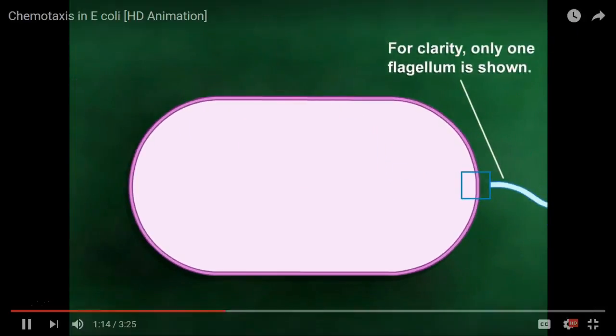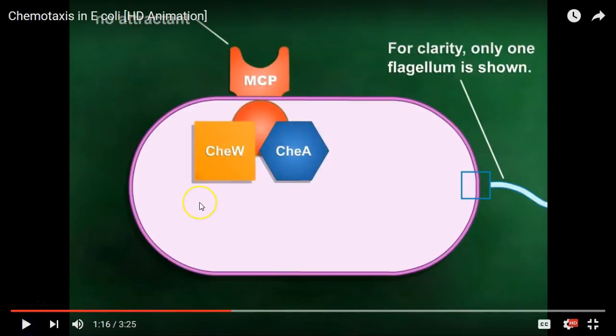Who's asleep? Yeah, it just keeps going. The important part is right here in the beginning. How does that bacteria know there's something it likes or doesn't like in the environment?